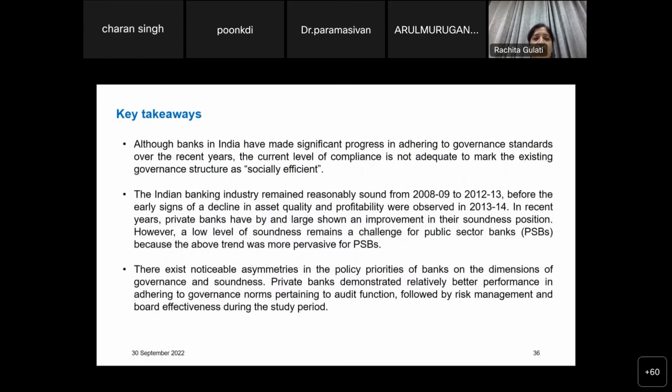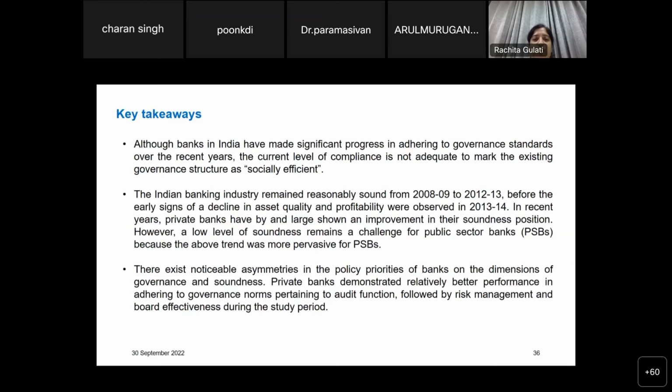First, we can say that although the banks in India have made significant progress in adhering to the governance standards over the recent years, the current level of compliance may not be considered adequate to mark the existing governance structure as socially efficient, which could help in mitigating the agency conflicts.